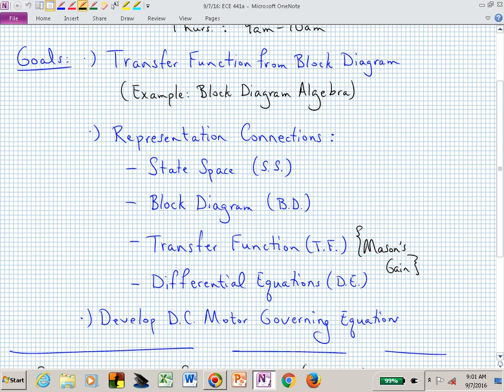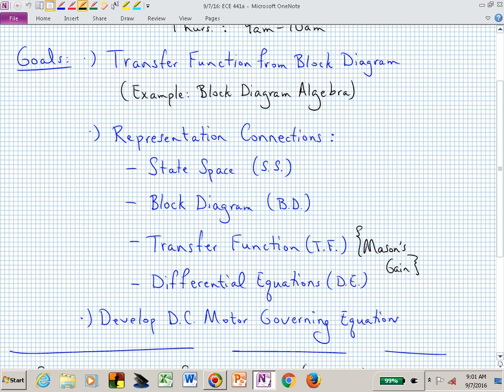But in terms of the representations, I want us to be comfortable with any of these representations. If you start with a state space, can you transform that into a block diagram? Can you take a block diagram into a transfer function? Can you take a transfer function into a differential equation? And if you can go that direction, we can start with differential equations and put those into a block diagram, which we could then create a state space representation.